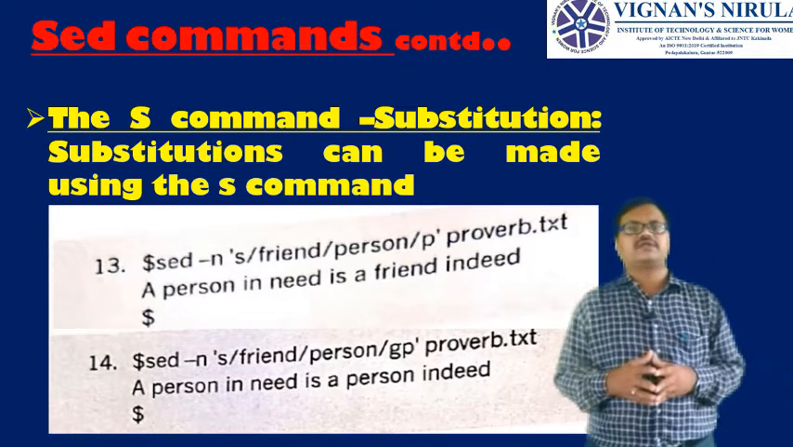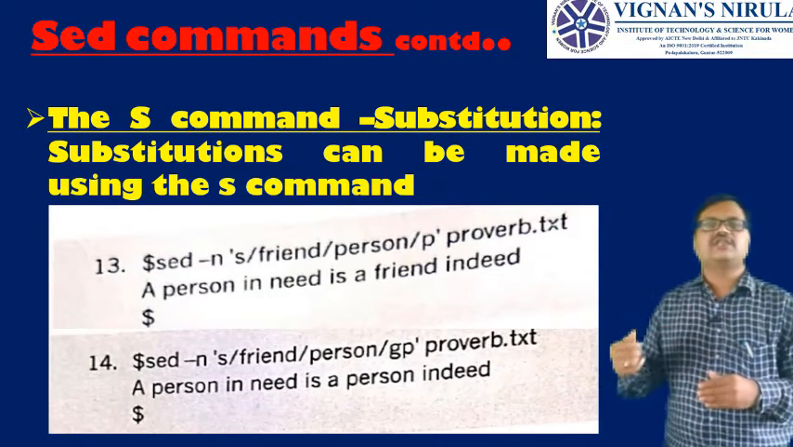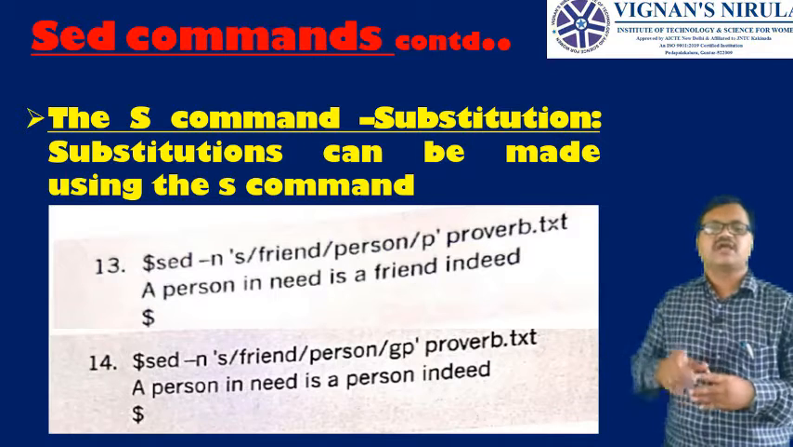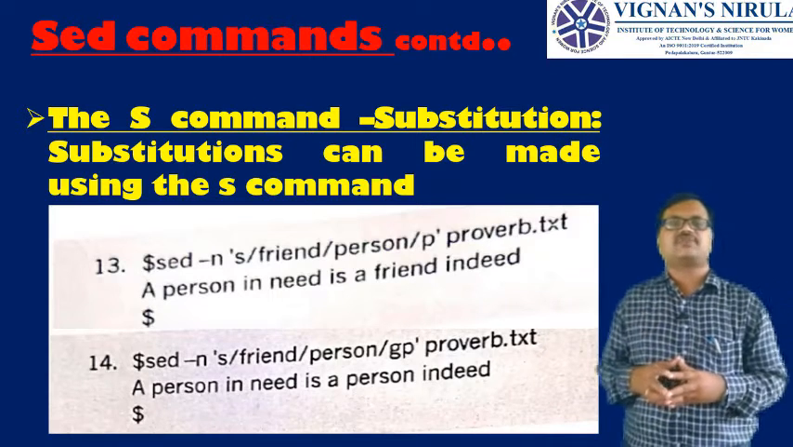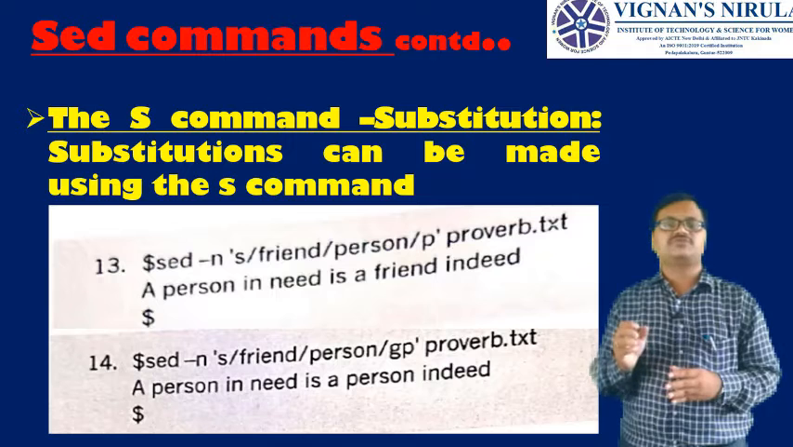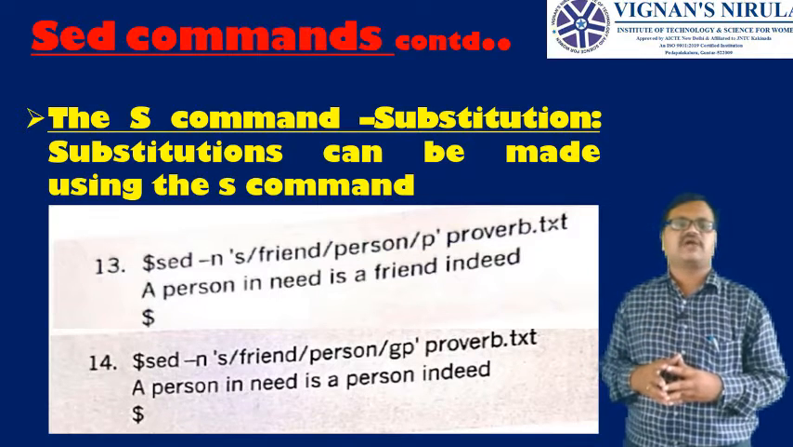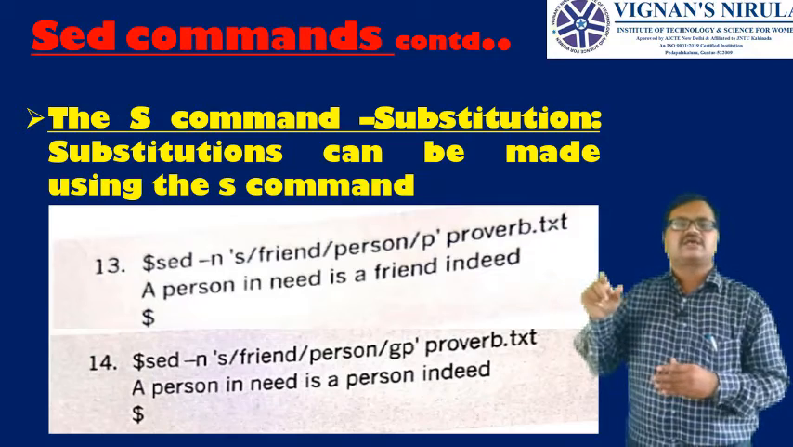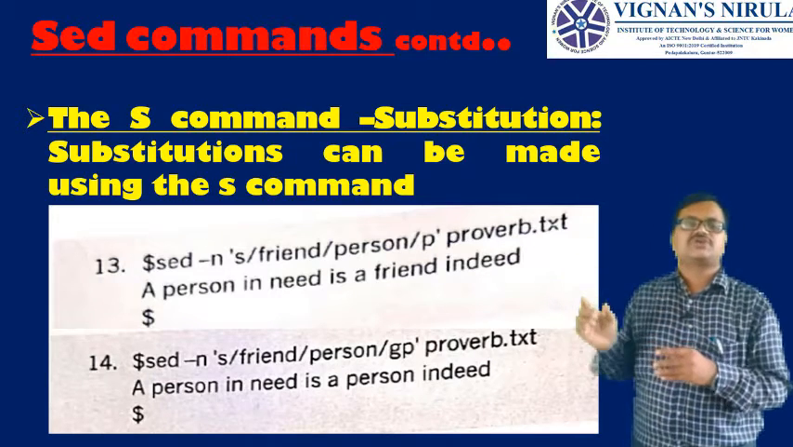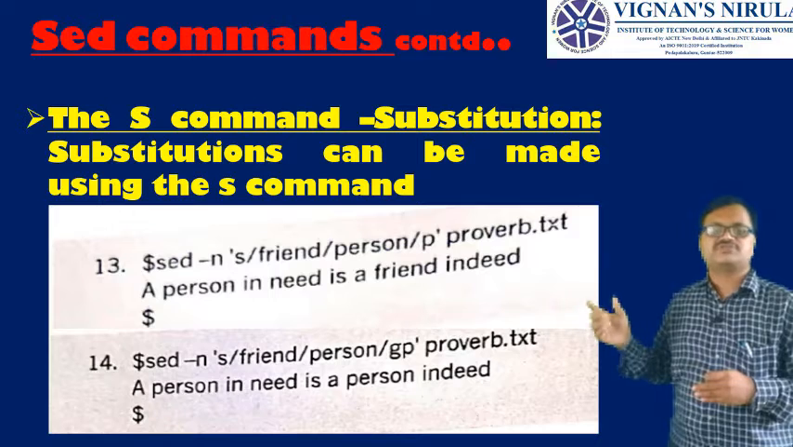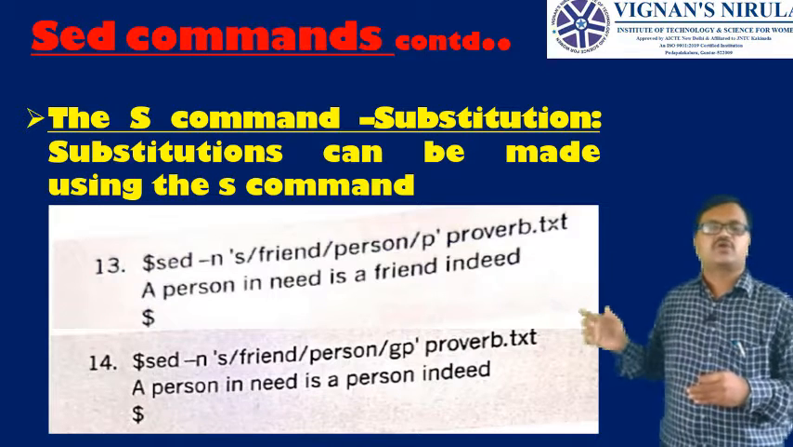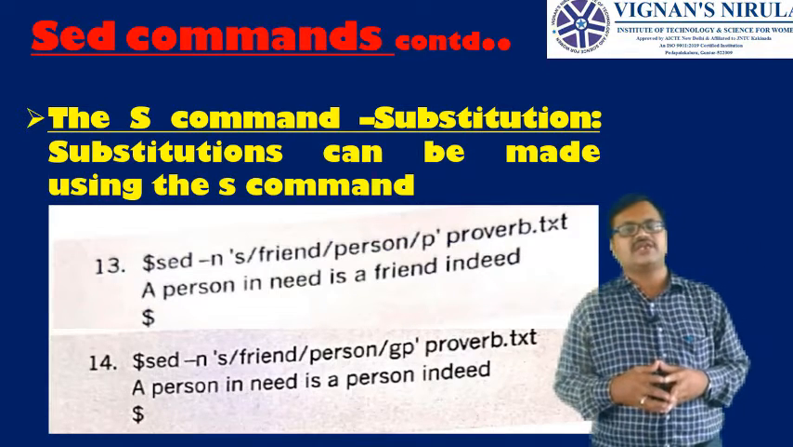If you do like that, the output is "a person in need is a friend in need." That means the first occurrence of friend is replaced by person. So this is what we will do using the s command. That means: sed space minus n space single quote s slash friend slash person slash p single quote close, probe.txt will display "a person in need is a friend in need."